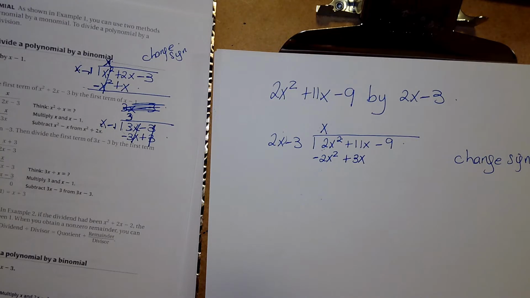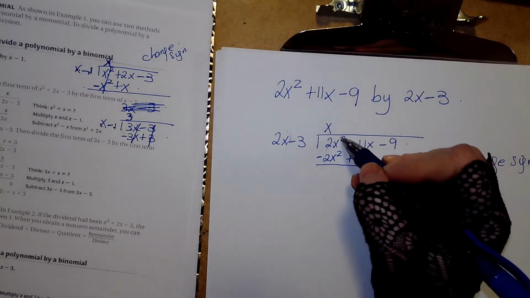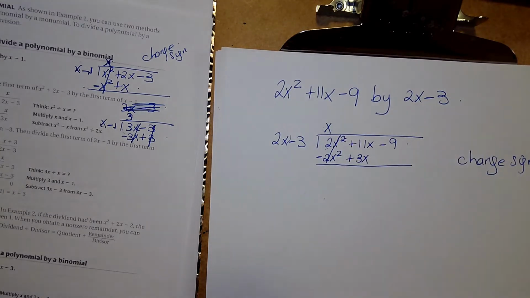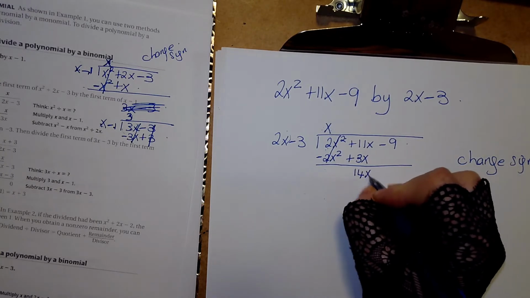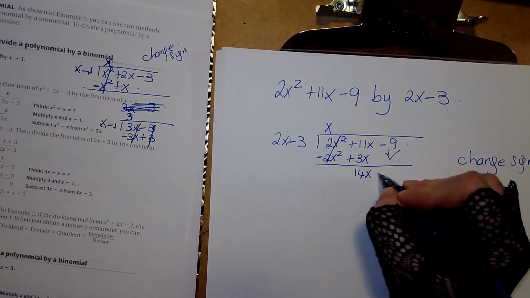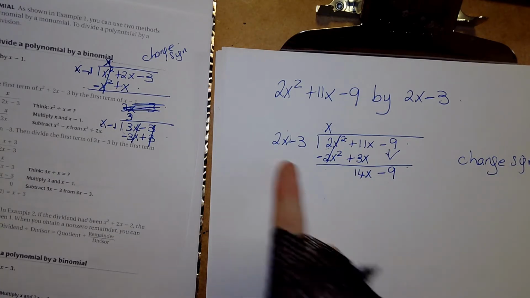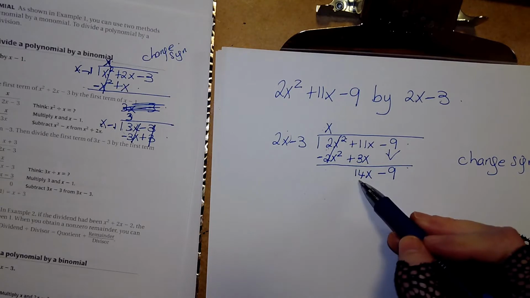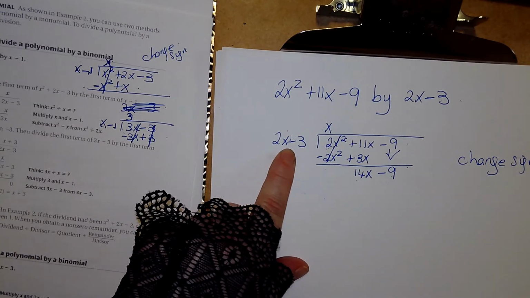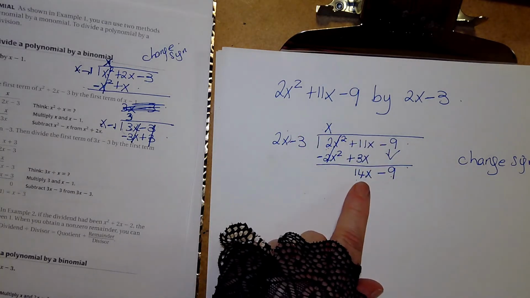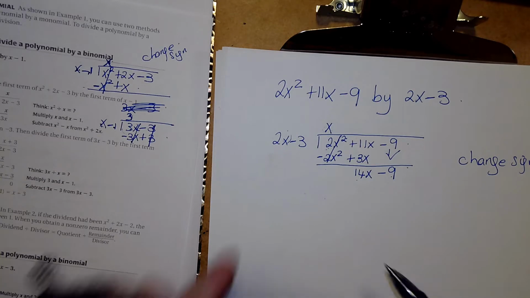Okay? So let's go ahead and check this out. So this is cancelled, so I know I've done it right. 11x plus 3x is 14x, and you bring down what's left. That's it. So I'm going to leave it the way that they show it in the book, because they keep working like this. So you're left with 14x minus 9. So now you're going to take 2x minus 3, and you're going to see if you can divide it into 14x minus 9. So you're going to do the same thing.